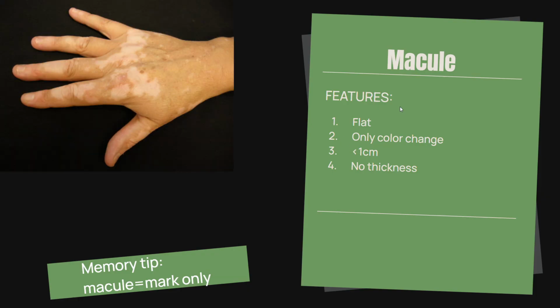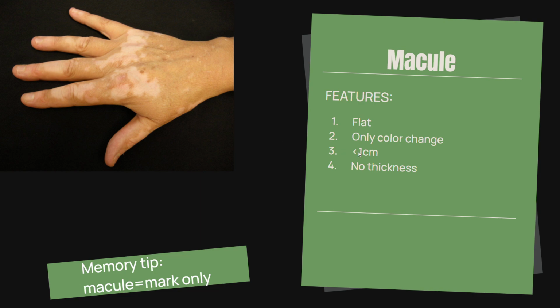First is the macule. Flat lesions are those where you cannot feel any elevation, and basically there is only a change in color. So macule is less than 1 centimeter. It is a flat lesion, and one simple way to remember this is that macule means mark only. That is, there is no thickness.